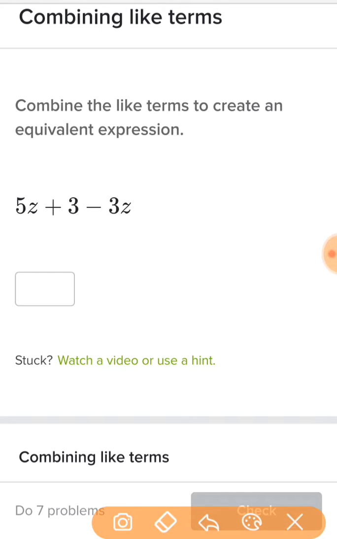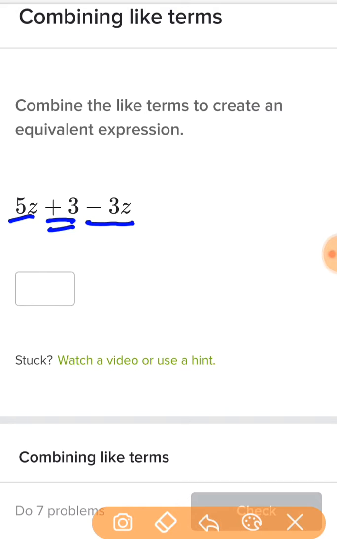Well, the first thing that we need to ensure that we do is identify all the like terms. So these are the things with the same last name or the same variable name. So here we have 5z and minus 3z, which are both a part of the z family. They both end in z. The constant 3 does not end in z, so that's going to be something separate.